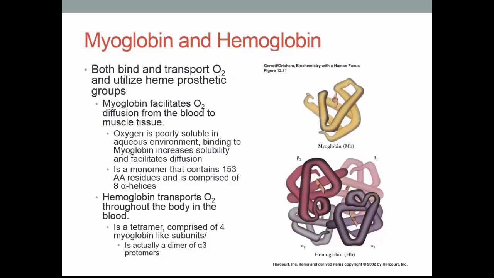Hemoglobin and myoglobin both bind and transport oxygen through the body. Hemoglobin transports oxygen through the blood, while myoglobin facilitates the diffusion of oxygen from the blood into muscle cells. Both proteins utilize a heme prosthetic group in order to help transfer oxygen. Where myoglobin is a monomer of 153 amino acids, hemoglobin is a tetramer of 4 myoglobin-like monomers. More specifically, hemoglobin is a dimer of dimers, where 2 alpha-beta pairs come together to form the tetramer.